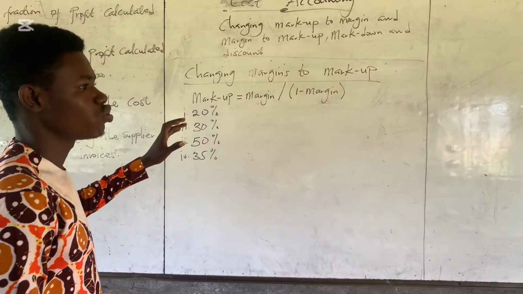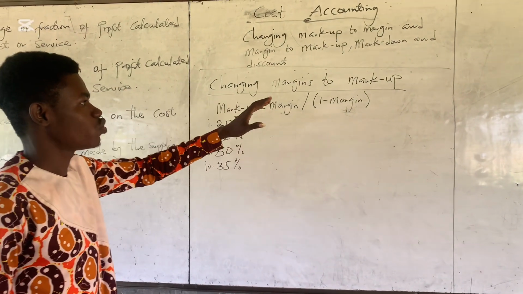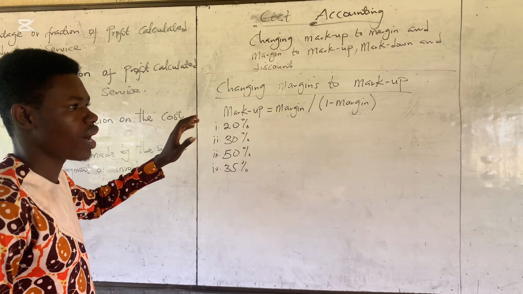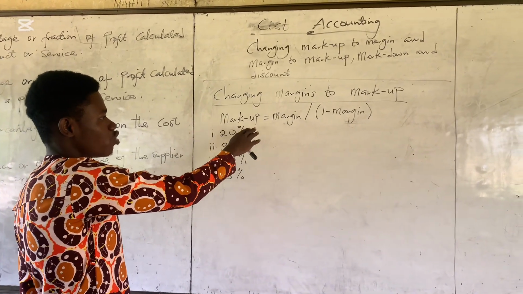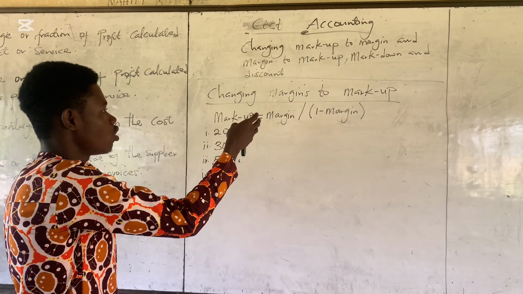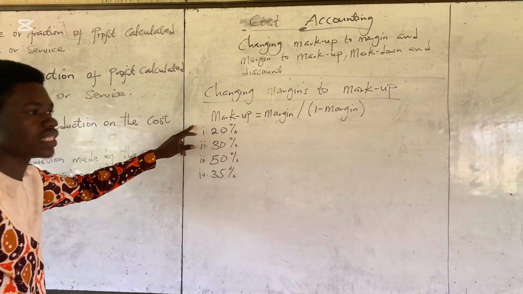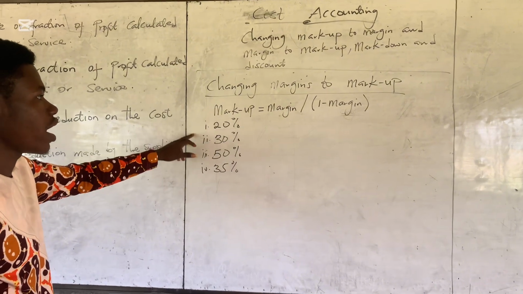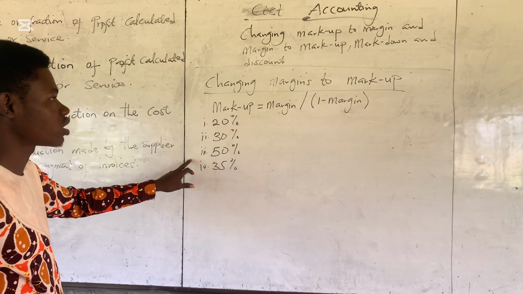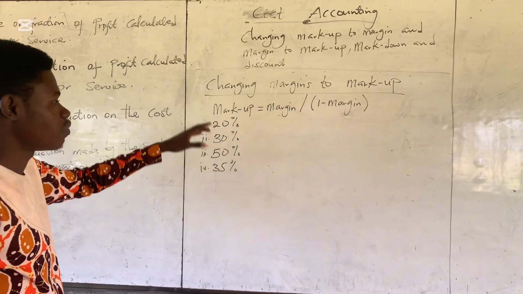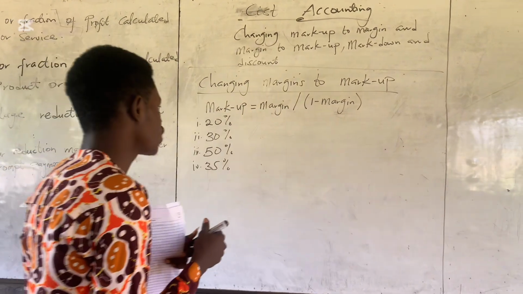So we are going to learn how we can change margin to markup. To change margin to markup, you have a formula: markup is equal to margin over open brackets 1 minus the margin. The percentage is in margin, so we have to change it to markup. Let's start with 20%.